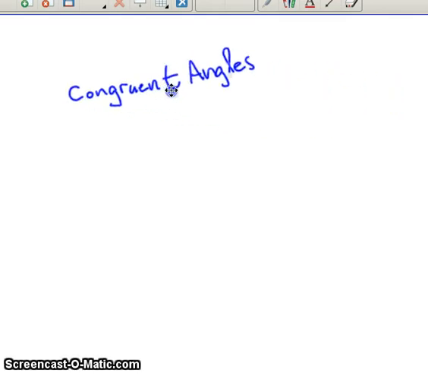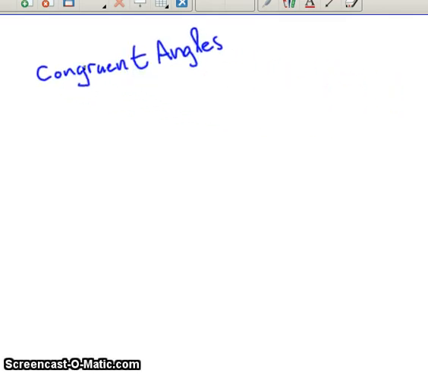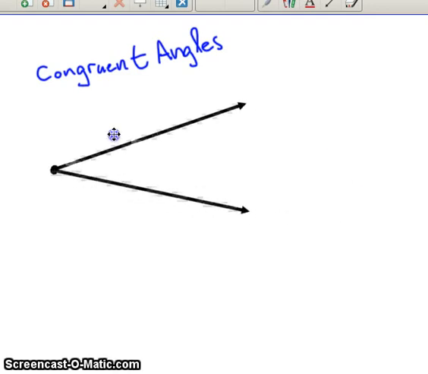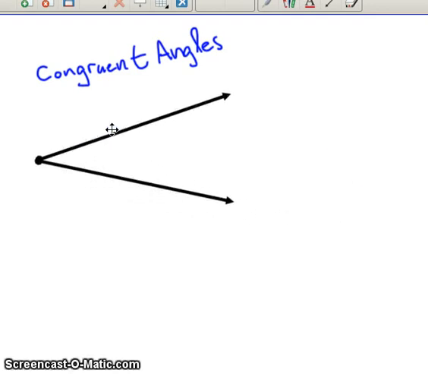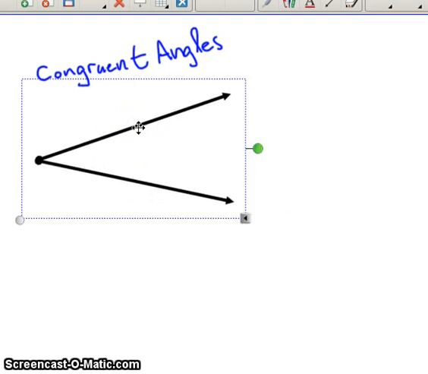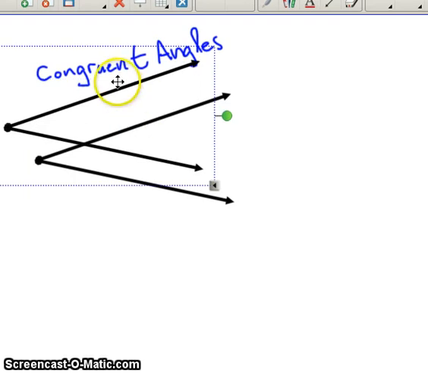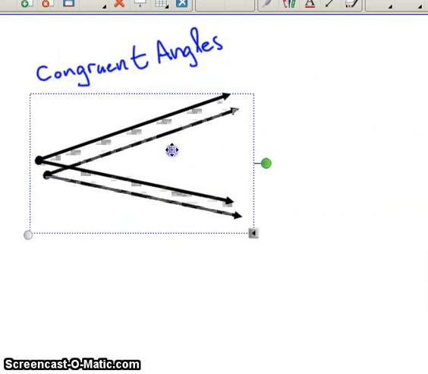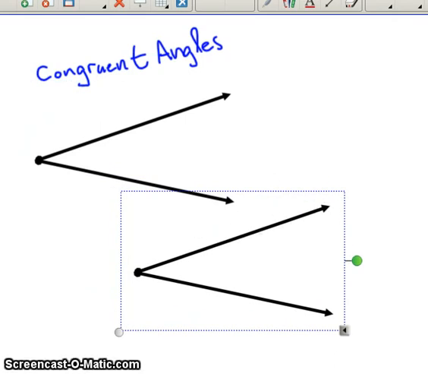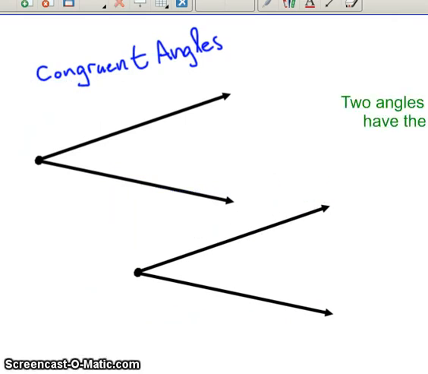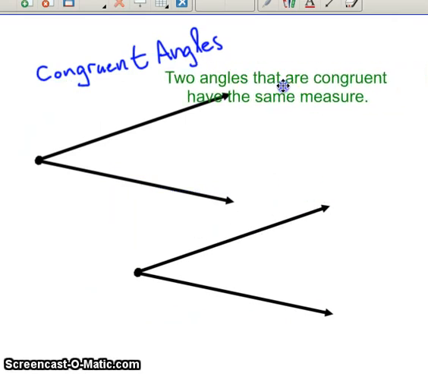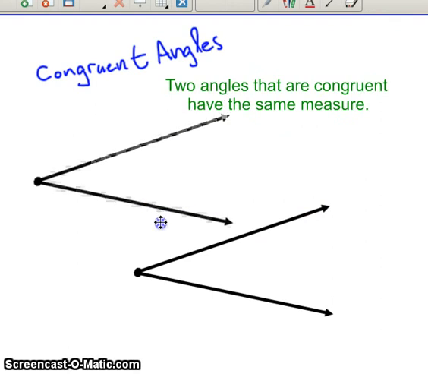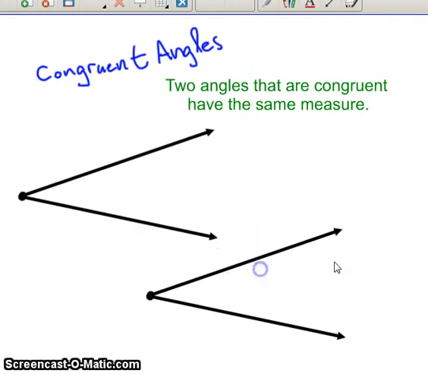Remember that congruent figures have the same size and shape. Well, congruent angles are angles that have the same size and shape. If we take an angle and duplicate it, and we know that they're going to be identical, then we would say these two angles are congruent because they have the same size and shape. So by definition, two angles that are congruent have the same measure.